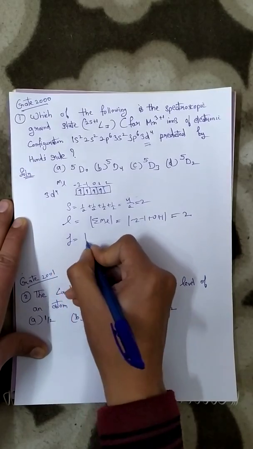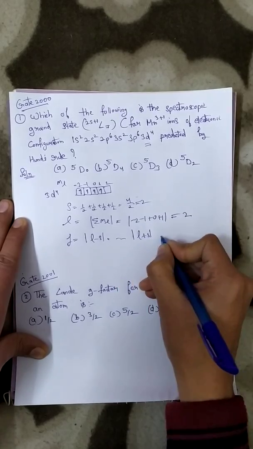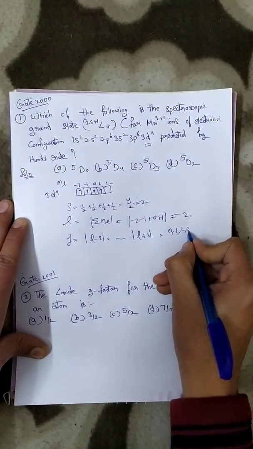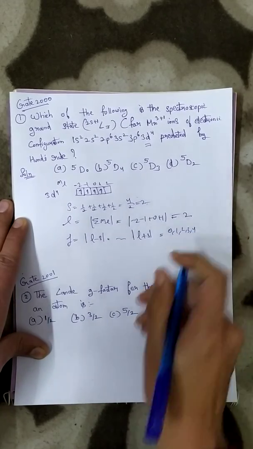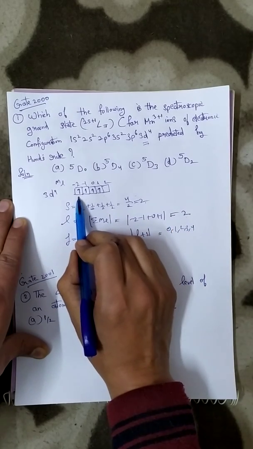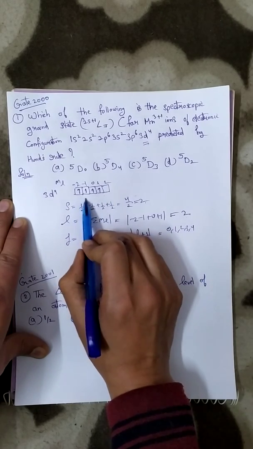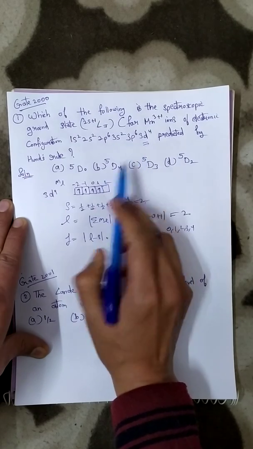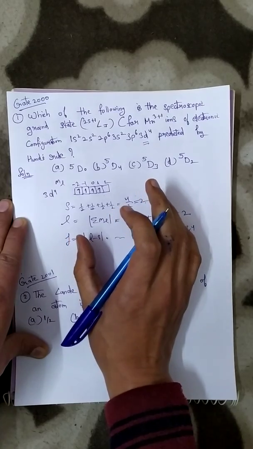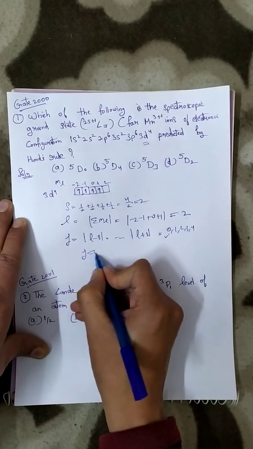And the net J value would be from L minus S to L plus S, which is going to be 2 minus 2 to 2 plus 2, which is 0, 1, 2, 3, 4. 0 to 4. Now since the orbital is less than half filled, because 10 electrons can completely fill the d subshell, but only 4 electrons are there in the outermost subshell, that means the subshell is less than half filled. So the J value of the ground state is going to be the minimum one, that is 0. So the J value is 0.